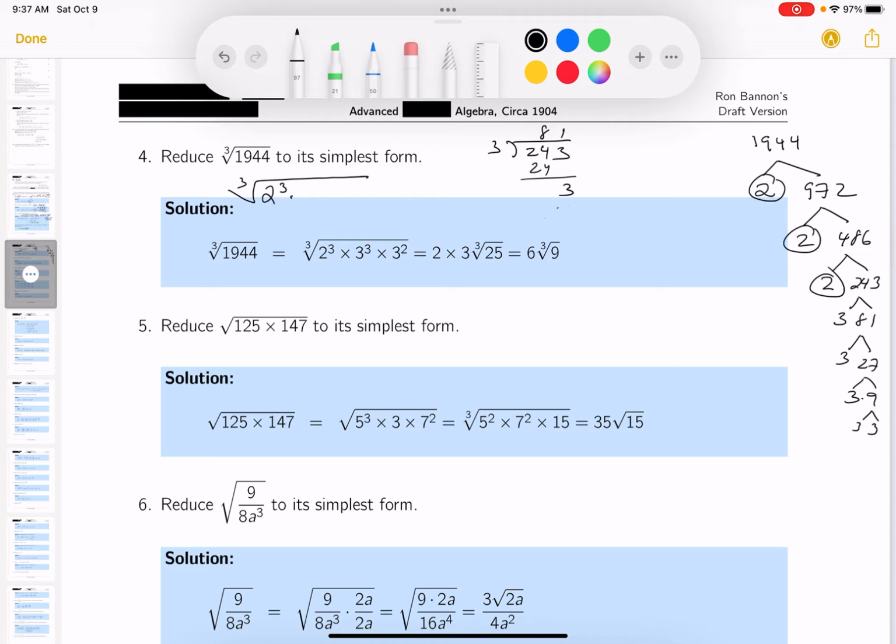How many 3s do I got? Let's count them up. 1, 2, 3. I'll write that down. And we left off with 2 3s. 3 squared. Now, someone says, why are you putting them in groups of 3? It's a cube root problem. The cube root of 2 cubed is 2. The cube root of 3 cubed is 3. And the cube root of 9, I can't do that. So what are you going to get? 6 cube root of 9.